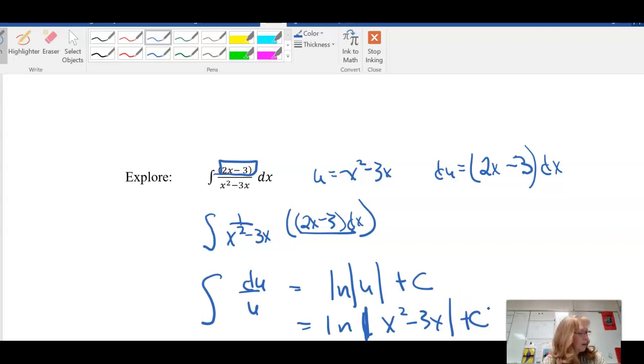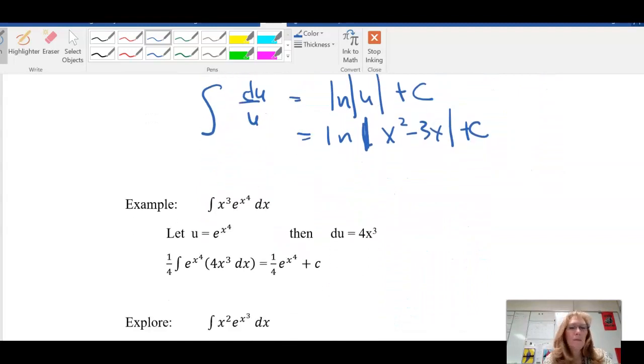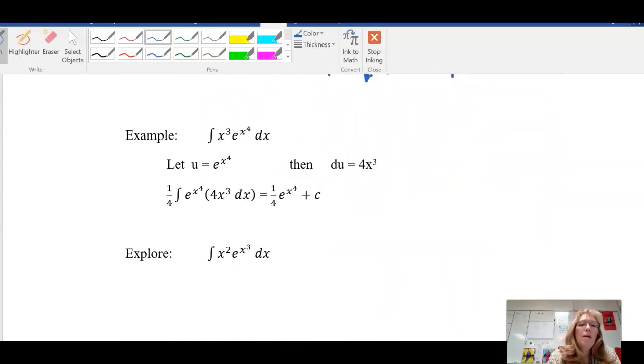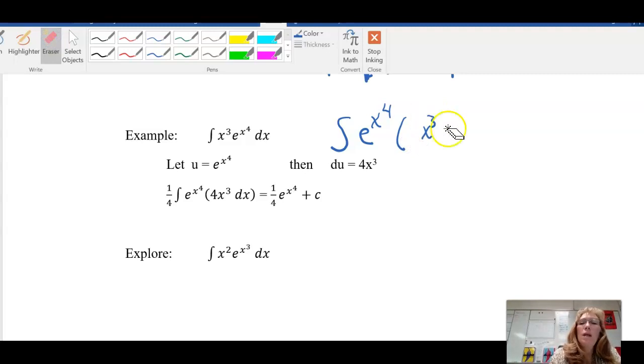All right, now it is e's. All right, here, let's rewrite this so we can see it. We've got e to the x to the fourth, and then I need my derivative back here. Well, the derivative of x to the fourth is 4x cubed. And then we got x cubed dx back here.